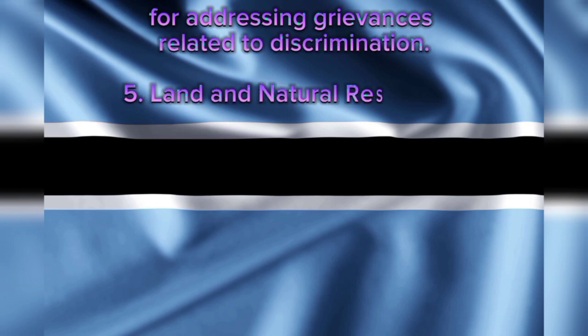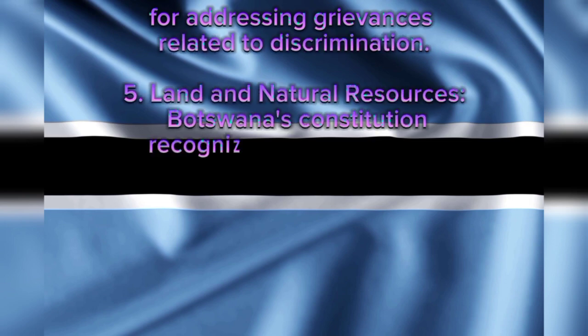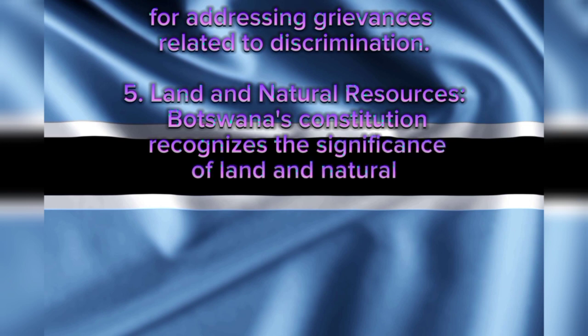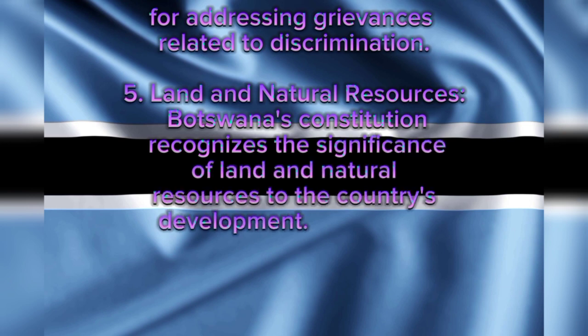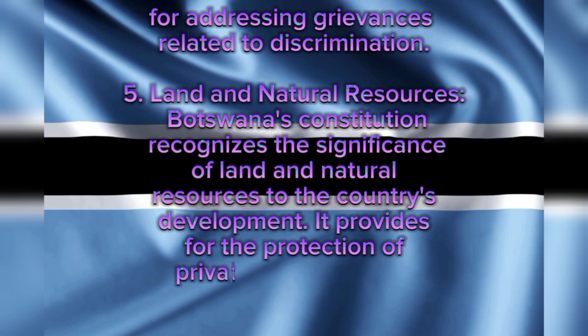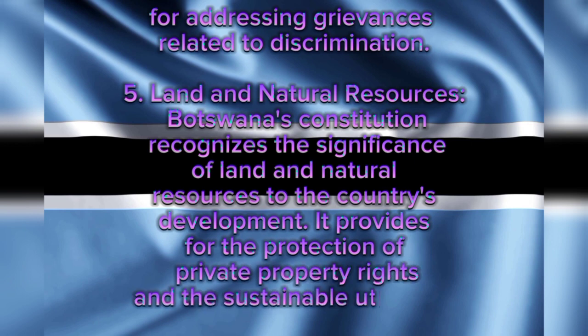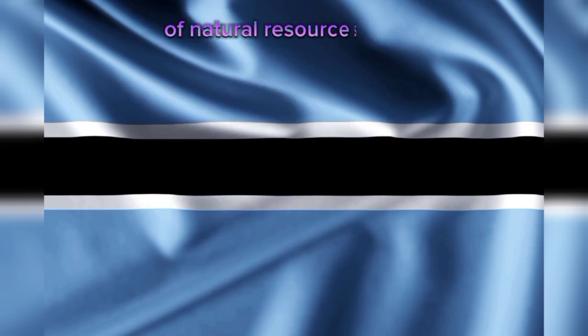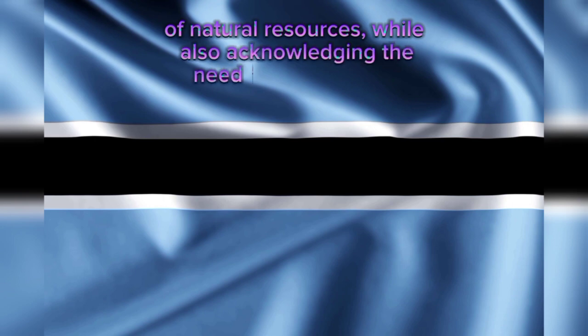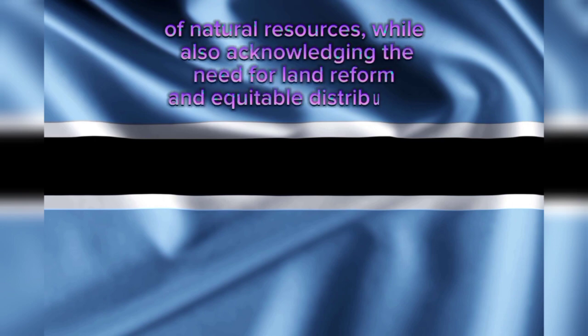5. Land and natural resources. Botswana's constitution recognizes the significance of land and natural resources to the country's development. It provides for the protection of private property rights and the sustainable utilization of natural resources, while also acknowledging the need for land reform and equitable distribution of resources.